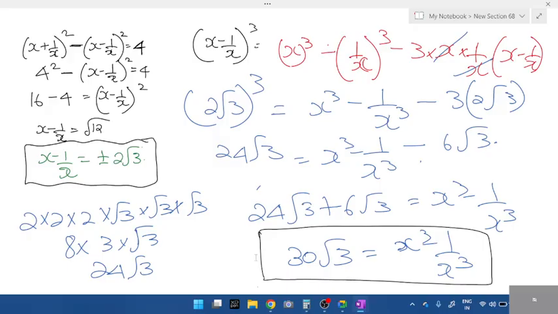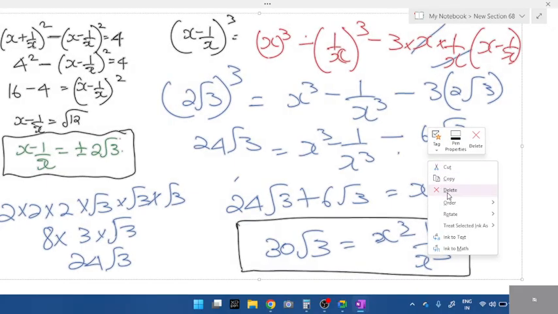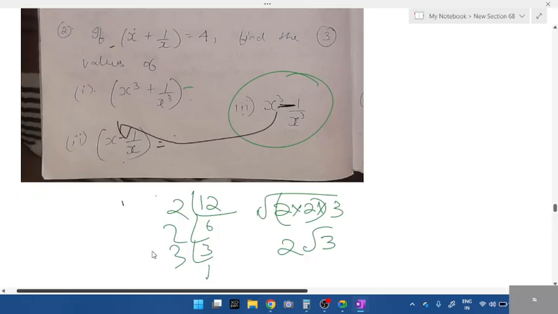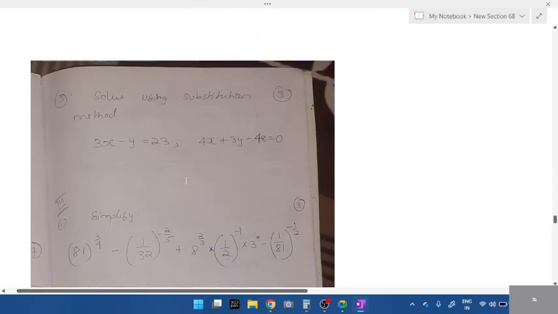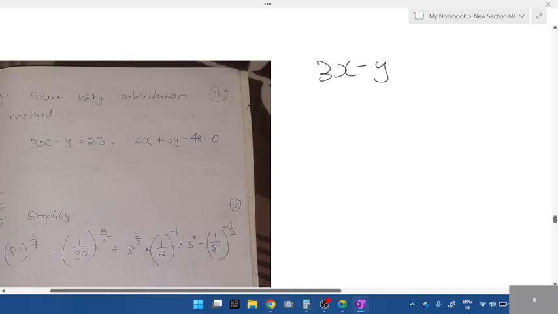Up to the next one. Next question is solve, okay, by the substitution method. In substitution, there are two variables, two equations. x plus 3y is equal to 23. 4x plus 3y minus 48 is equal to 0.